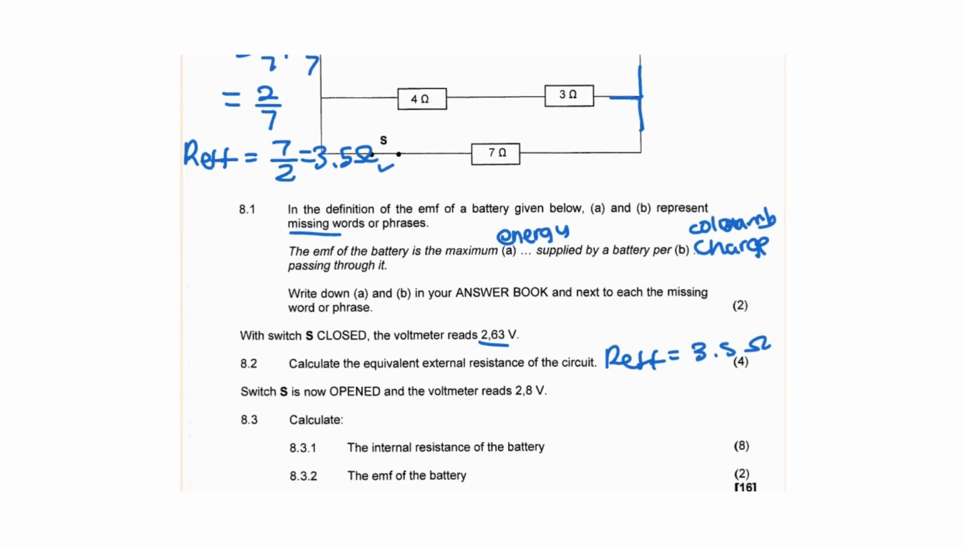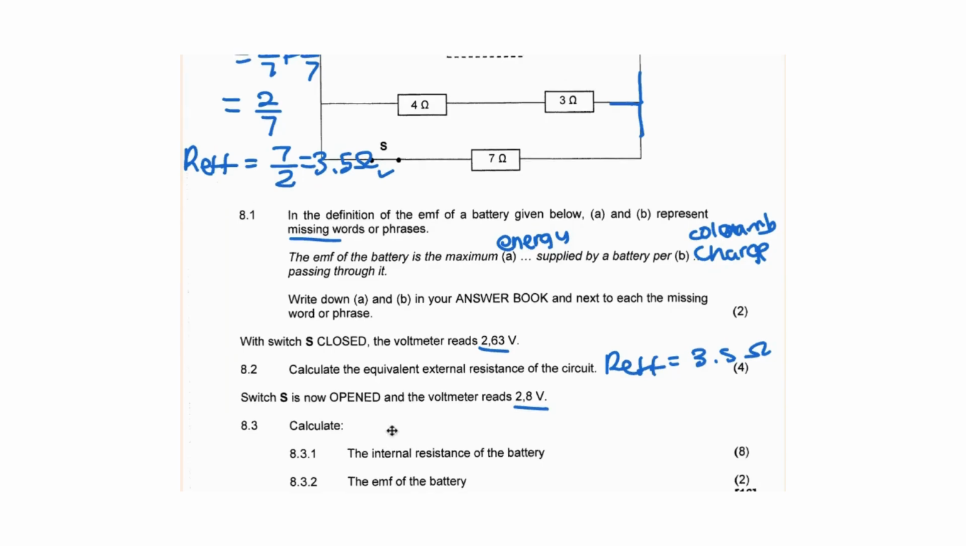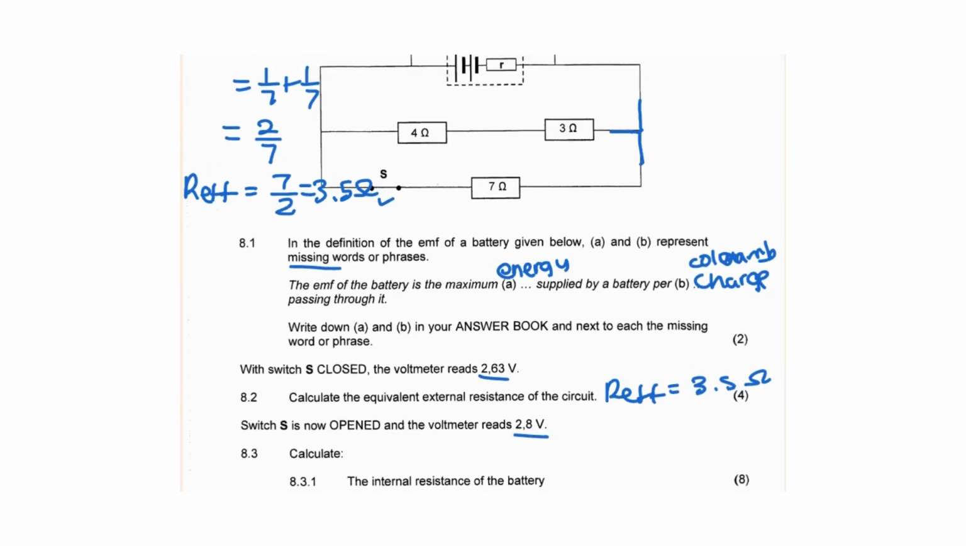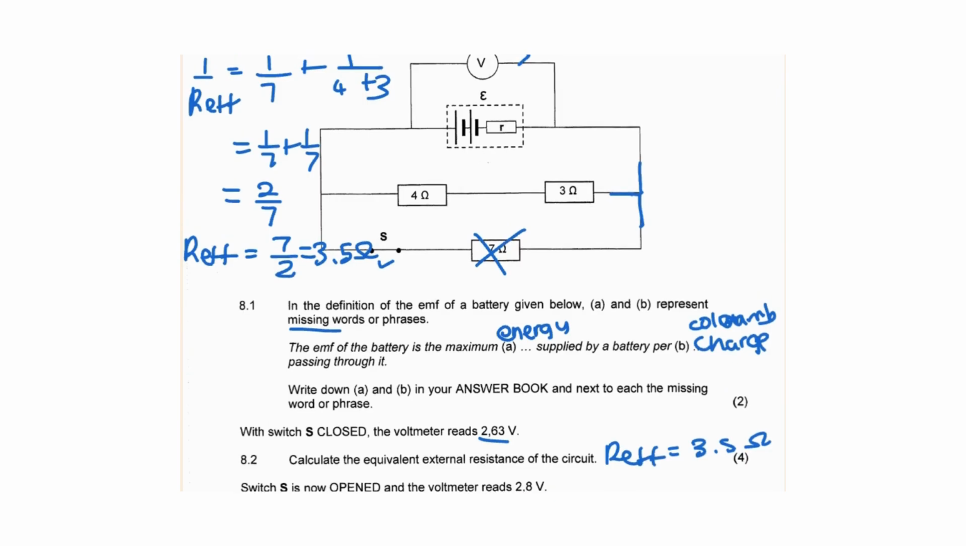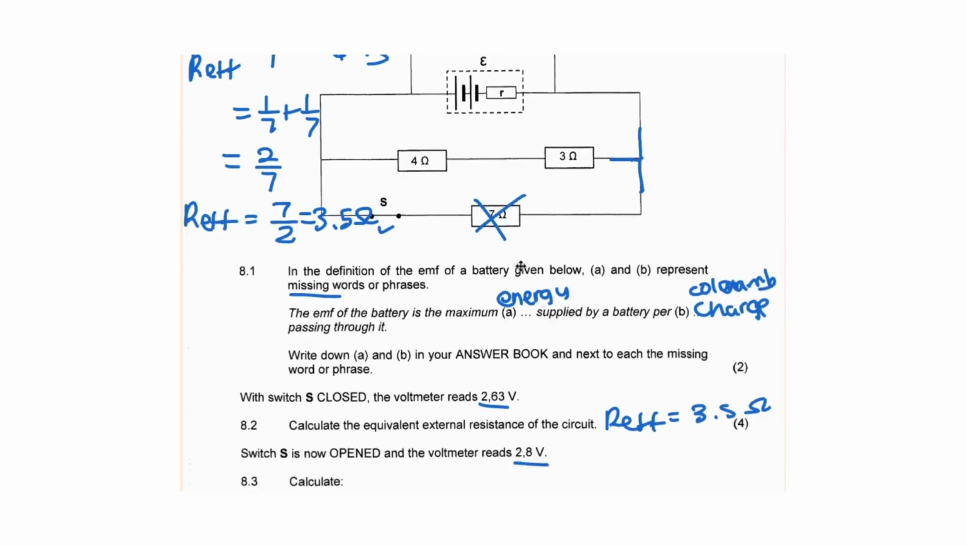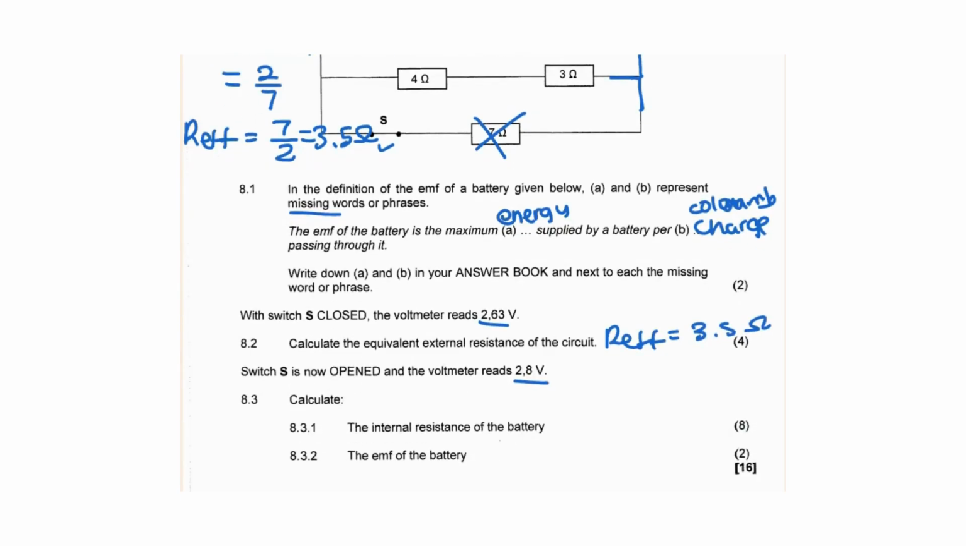Then switch S is now open. So now they open switch S and the voltmeter reads 2.8. Now they want us to calculate the internal resistance of the battery. When they open switch S, it means they eliminate that 7 ohm resistor, because there won't be current flow there since the switch is opened. It means we are now only using the 4 ohm and 3 ohm resistors in series.